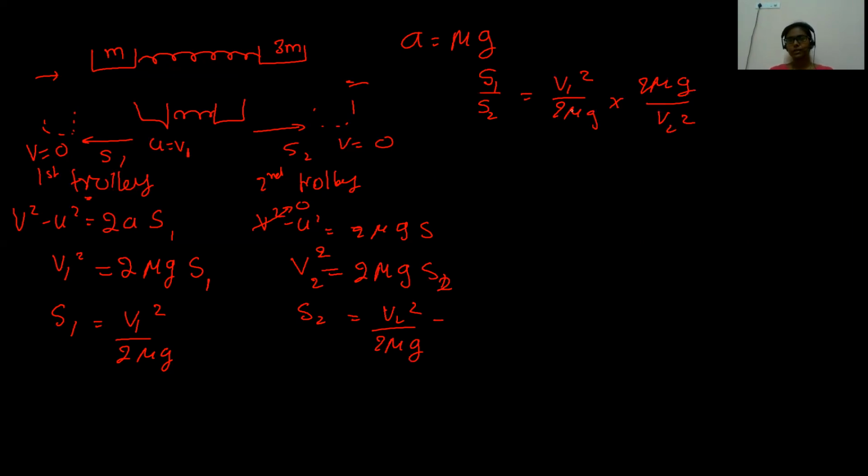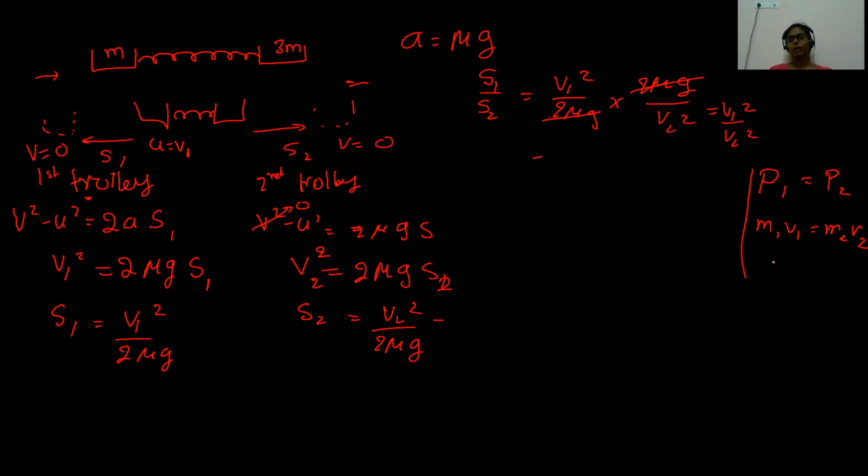Now see, this factor 2 mu g and here also 2 mu g are the same, so they will cancel. So what is left, children? I'll get v1 squared by v2 squared, but v1 and v2 are not provided. You need to take this in terms of mass. So you know the law of conservation of momentum: P1 is equal to P2. Momentum will be conserved in the interaction. So m1 v1 is equal to m2 v2 we can write.